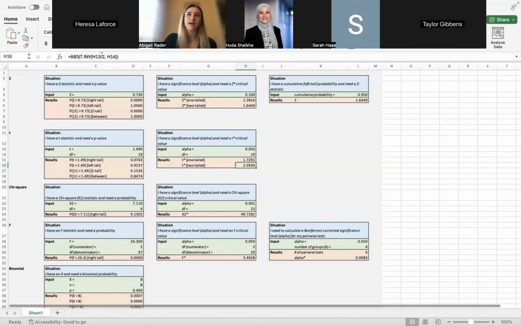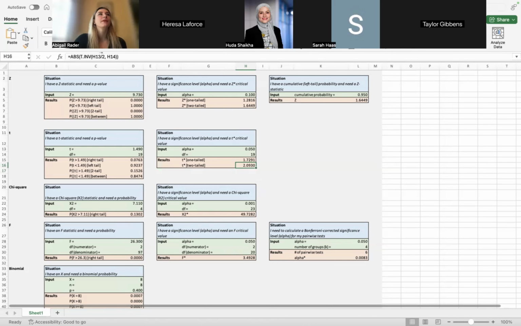Okay, perfect. So basically, the reason we have to use t is because we don't know the standard deviation. If we don't know the population standard deviation, we have to use t, but if we do know the population standard deviation, we can use the z.